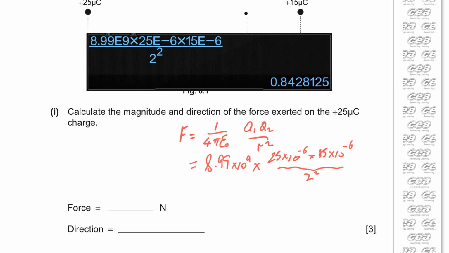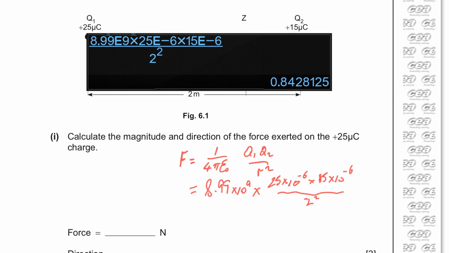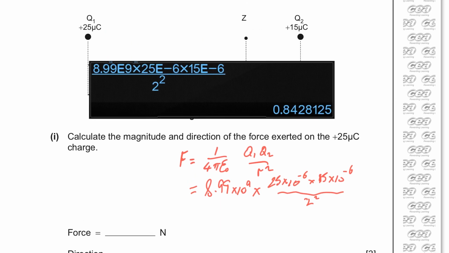And if we remember that these are repelling, then the forces are equal and opposite. So the force on the 25 is to the left.